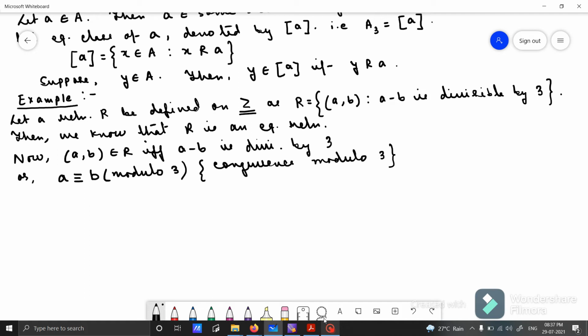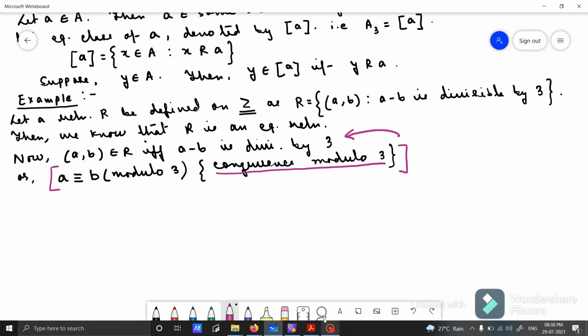So congruence modulo 3, that means a related to b or a equivalent to b modulo 3 means that a minus b is divisible by 3. Only then it will belong to the relation R. These are just alternative ways of saying the same thing. This term congruence modulo 3 is usually not written in the textbook. That is why I am giving you the information, but for the time being it is sufficient to know that a will be related to b if and only if a minus b is divisible by 3.